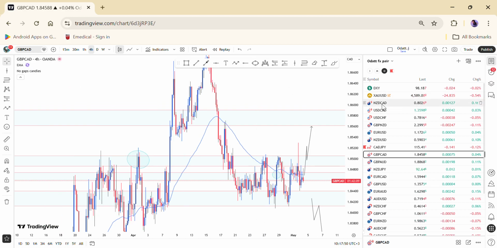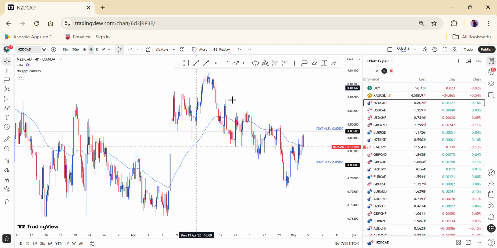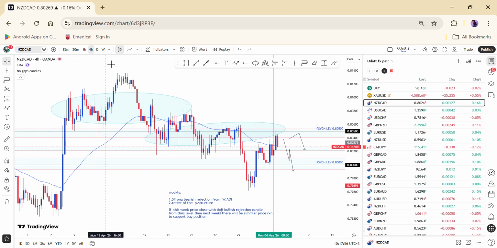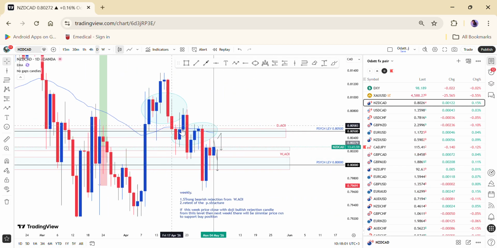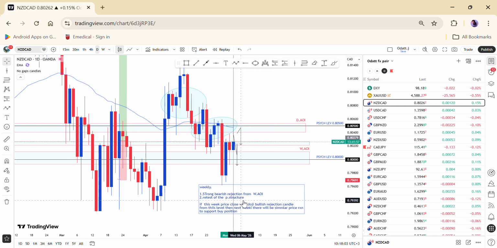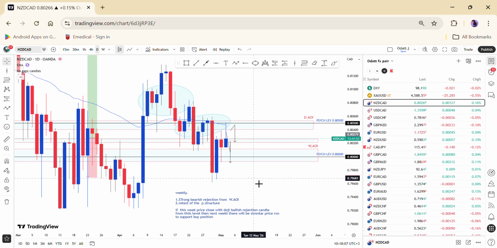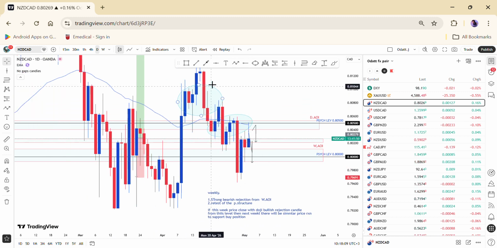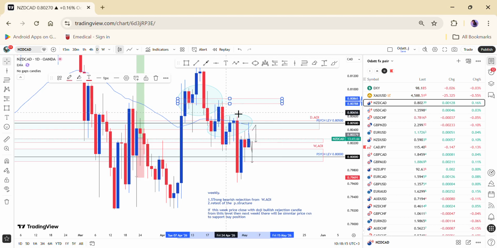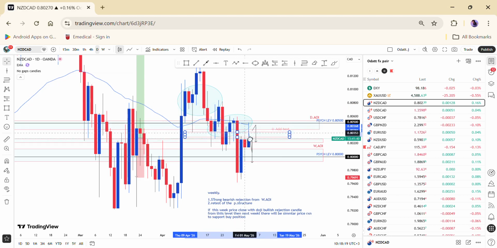So let's start with NZD CAD. Let's just do an NZD CAD analysis. This week, as we see in this trend, we have break, retest this structure, break, retest this structure, break, retest this structure, break, retest this.